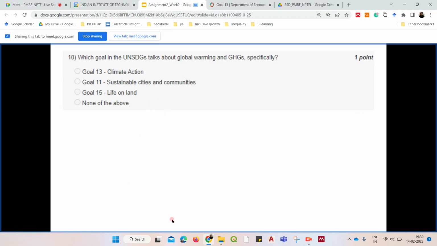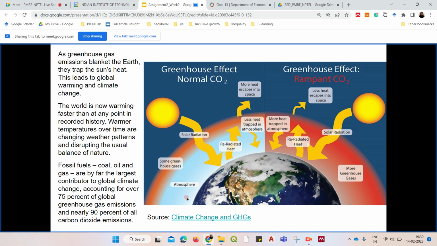So that way also you can solve this question, that you go specifically to the targets and indicators of each sustainable development goal and see if it is related to greenhouse gas emission or not. I hope this question also is clear to you.